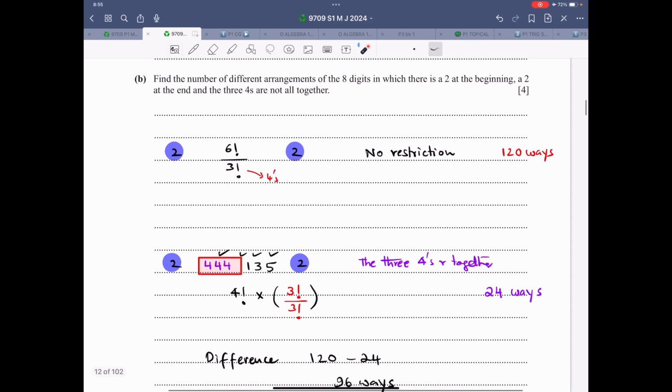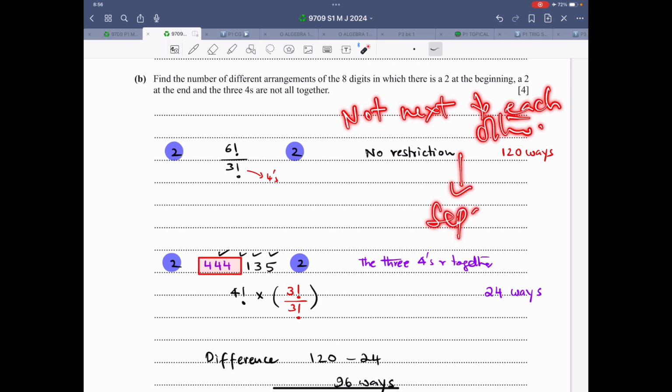Find the number of different arrangements of 8 digits in which there is a 2 at the beginning, a 2 at the end. So 2 is fixed, and the 3 4s are not all together. Not all together means maybe 2 4s are together, 1 is separate. Maybe all 3 are separate. So, I mean, we don't know exactly what we are talking about. What the examiner is asking is that we cannot use the concept of spaces because this is not separated. That is not next to each other. So therefore that is separated. That is the space concept that we have talked about.